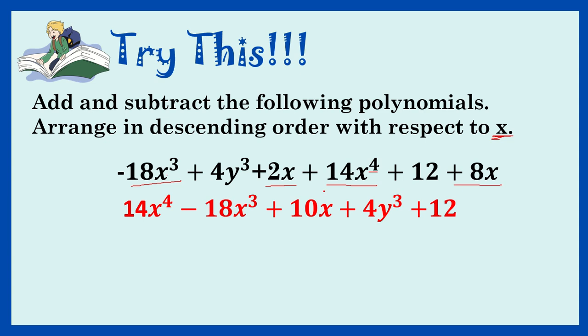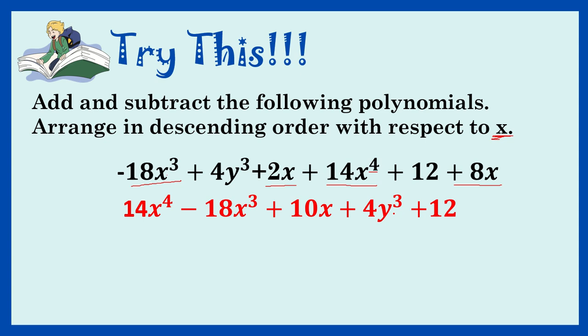Kasi si 2x plus 8x ay like terms. And kapag like terms, we need to combine them. We need to add the numerical coefficients, which is 2 and 8. O yung numbers, i-add mo lang. So, that is 2 plus 8, that is 10. Then, copy the variable x. And then, plus, wala ng x. Since wala ng x, sunod na naman natin yung y na lang.